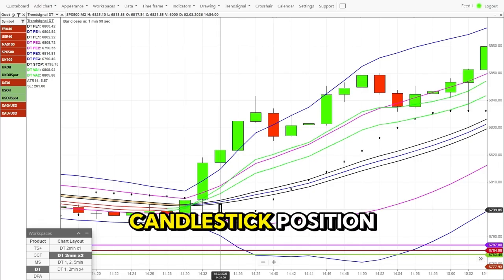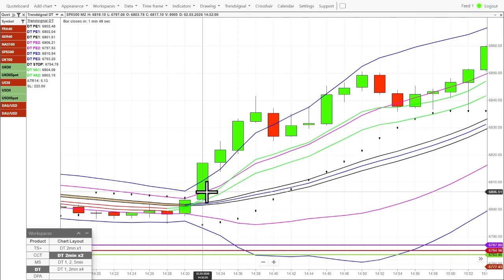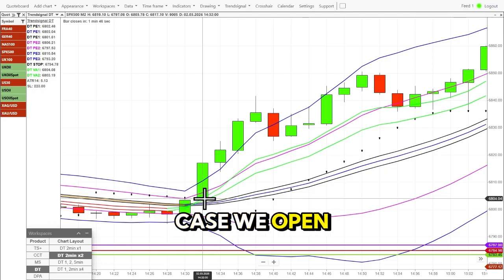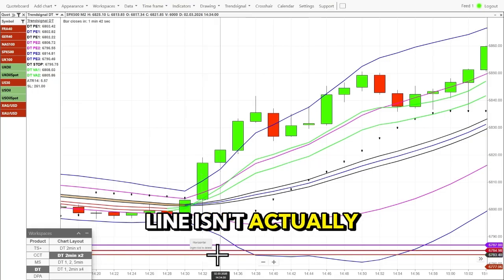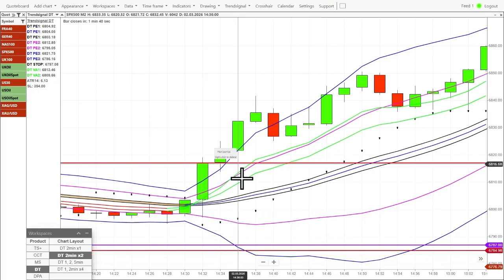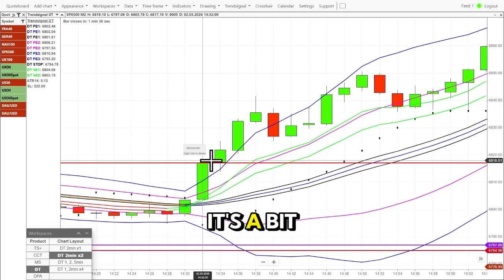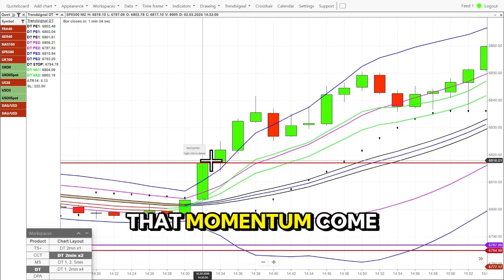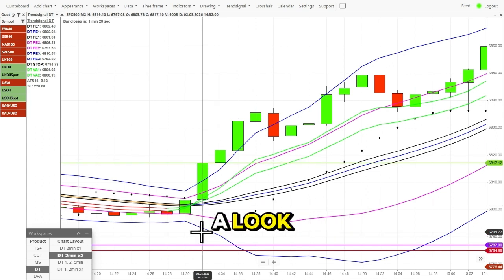Step 3 is candlestick position. We need to open or close above the purple PE2. Now, in this case, we open below, but we close the market above. So our entry line isn't actually at the most optimal point. And there's a reason for this. We're not trying to time bottoms. We're not trying to time tops. It's a bit of a mugs game. We want to see that momentum come into the market and then just take what we can while the energy is still there. We then want to have a look normally for the R ratio.